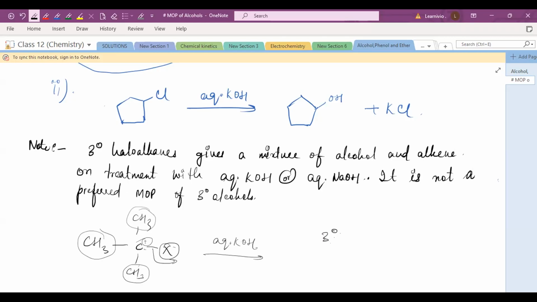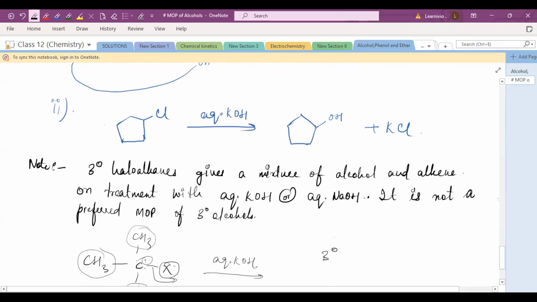Why is it not preferred? Questions on this will not come, just remember why it is not preferred. Because you just get a mixture of alcohol and alkene. The alkene is also formed there. So that's why tertiary haloalkanes give a mixture of alcohol and alkenes, and that's why this is not a preferred method of preparation. Clear? Okay, ma'am. Write it down, and if needed I will explain the mechanism. Just write down the point and let's do some questions on that.